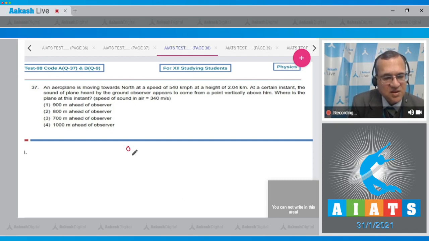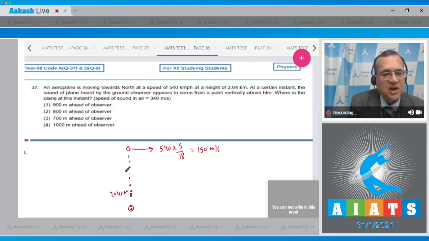Dear student, what do you find? This is the plane moving in this direction, with the speed of 540 into 5 by 18, that is equal to 150 meters per second. And somewhere on the ground, at a distance of 2040 meters, is the observer, and the sound will come from here and reach the observer. And how much time will the sound take? This is 2040 and the speed is 340, so this comes to be 6 seconds.